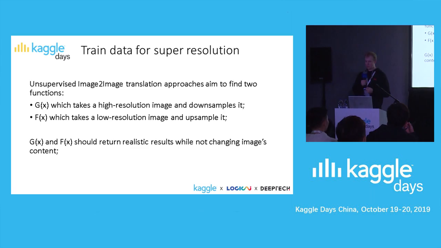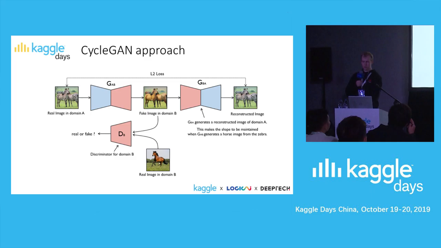Unsupervised image-to-image models, their goal is to find usually two functions. The first function, in our case, will take a high-resolution image and somehow downsample it. And the second one will take a low-resolution image and upsample it. And I want to use neural networks as these functions. So again, the requirements here are that they should return realistic results and not change the content of the image.